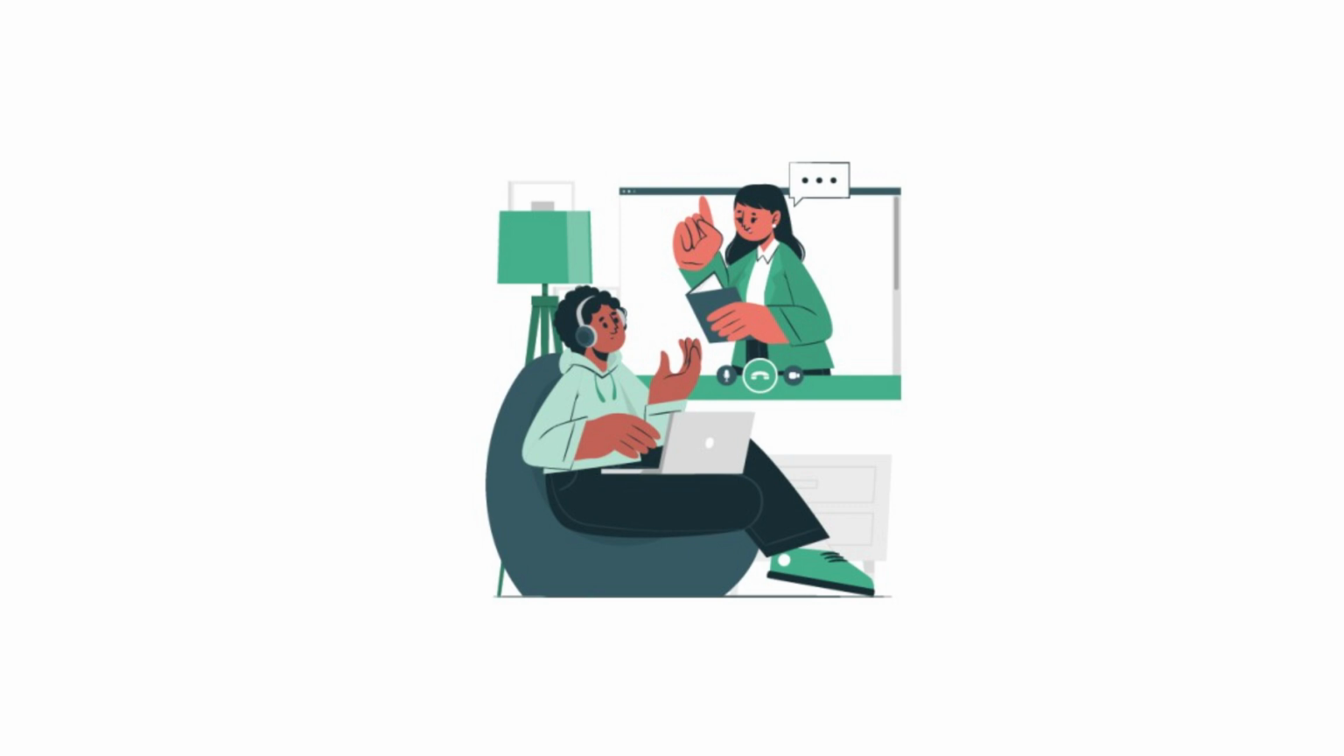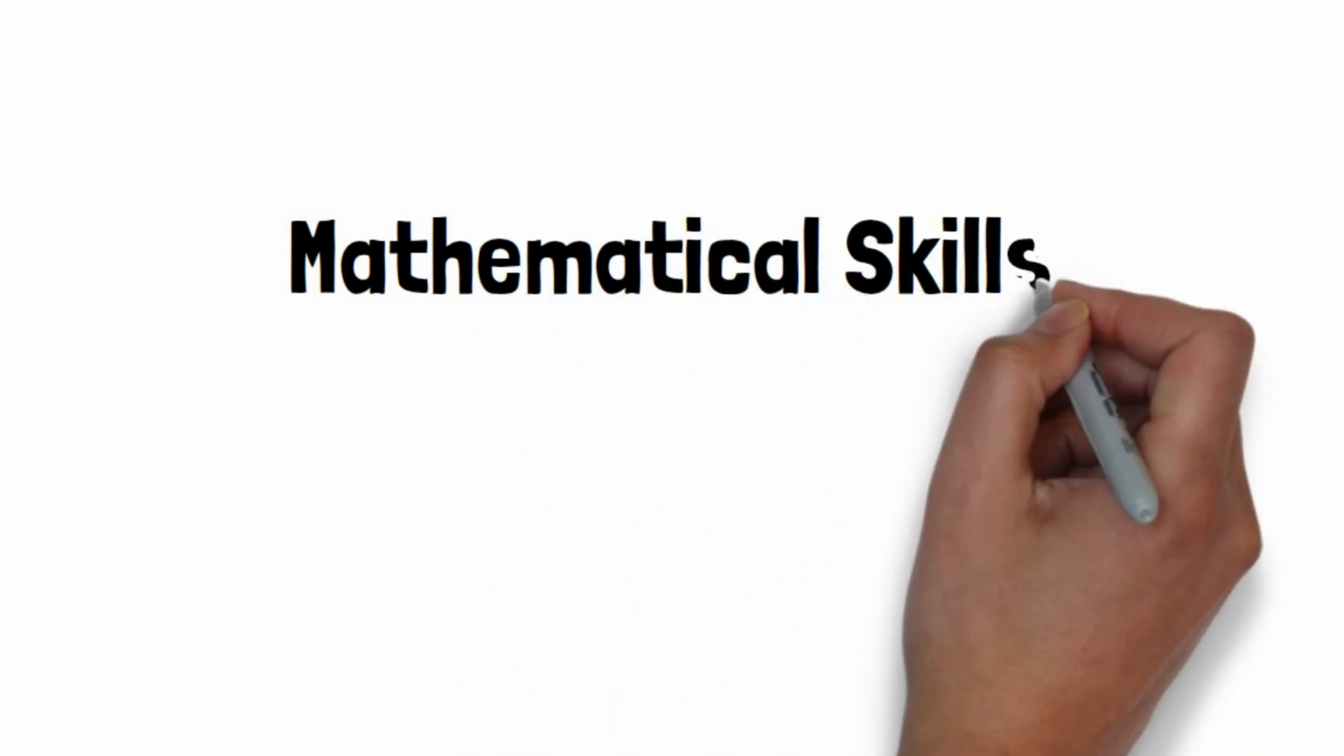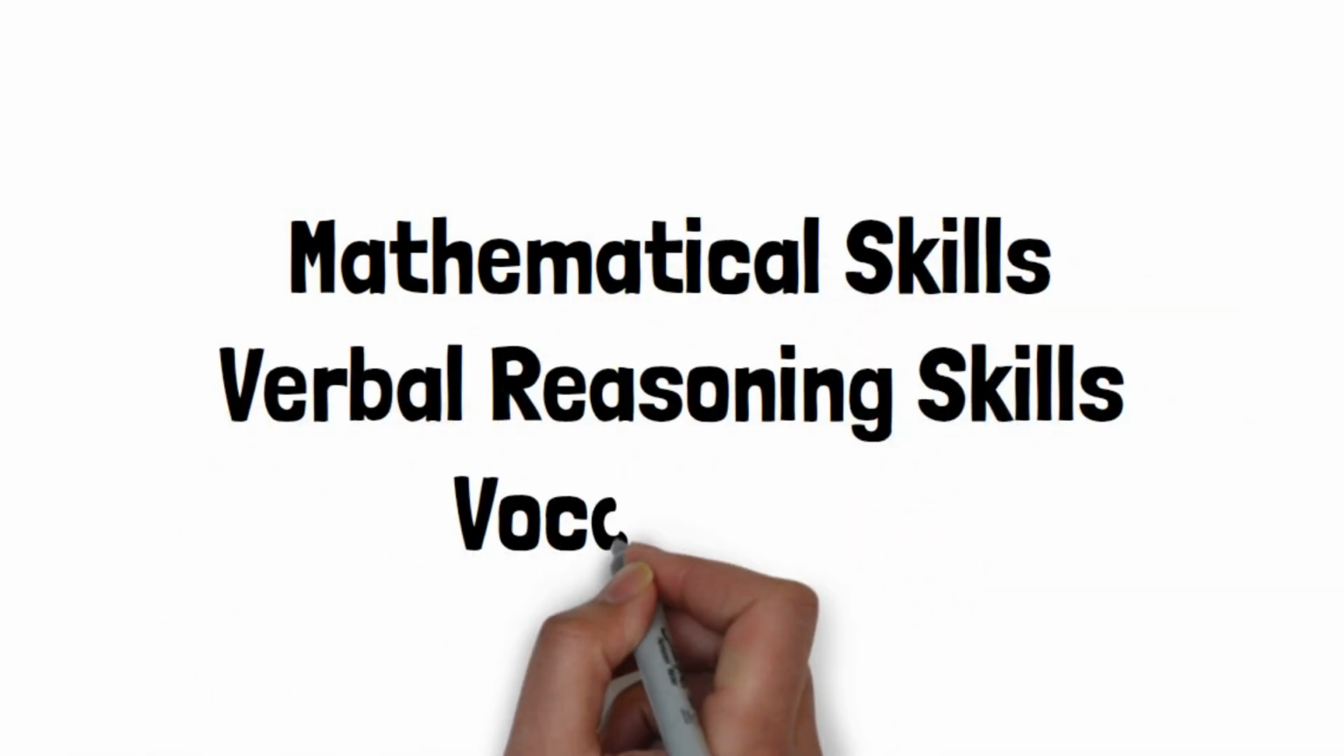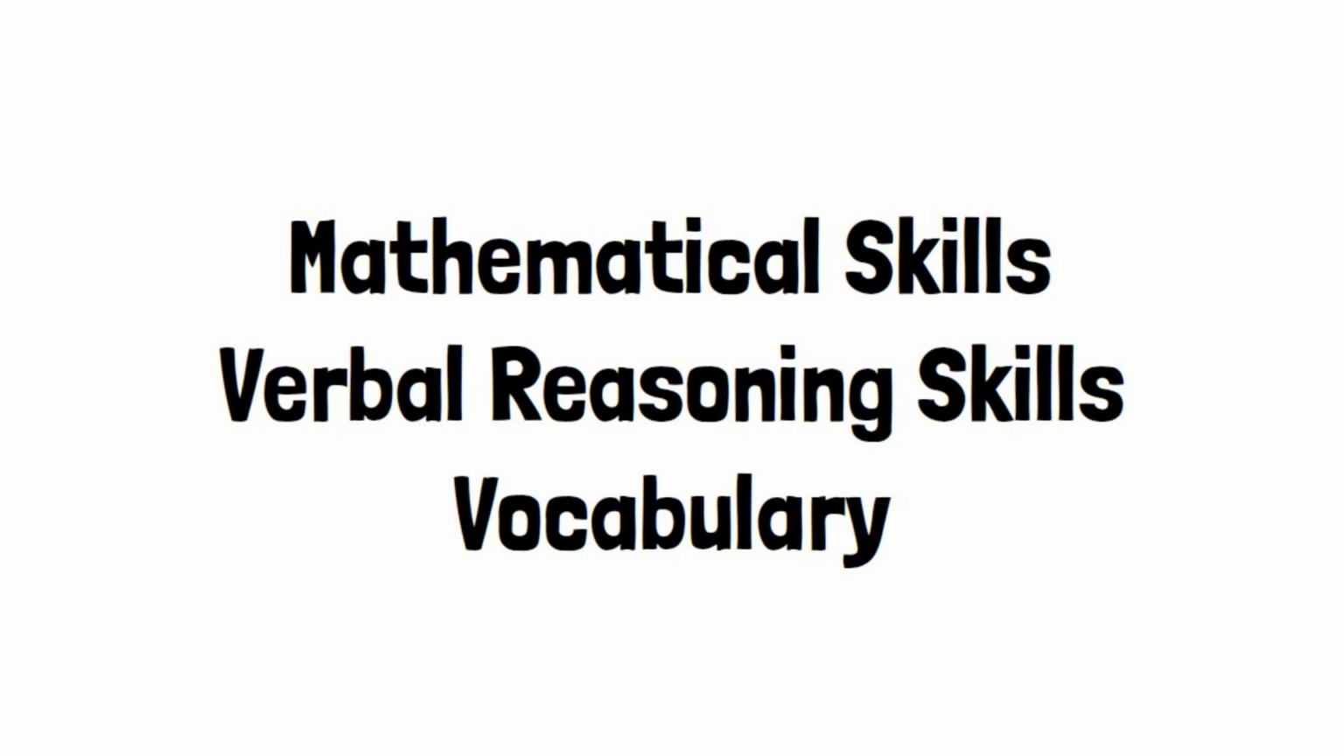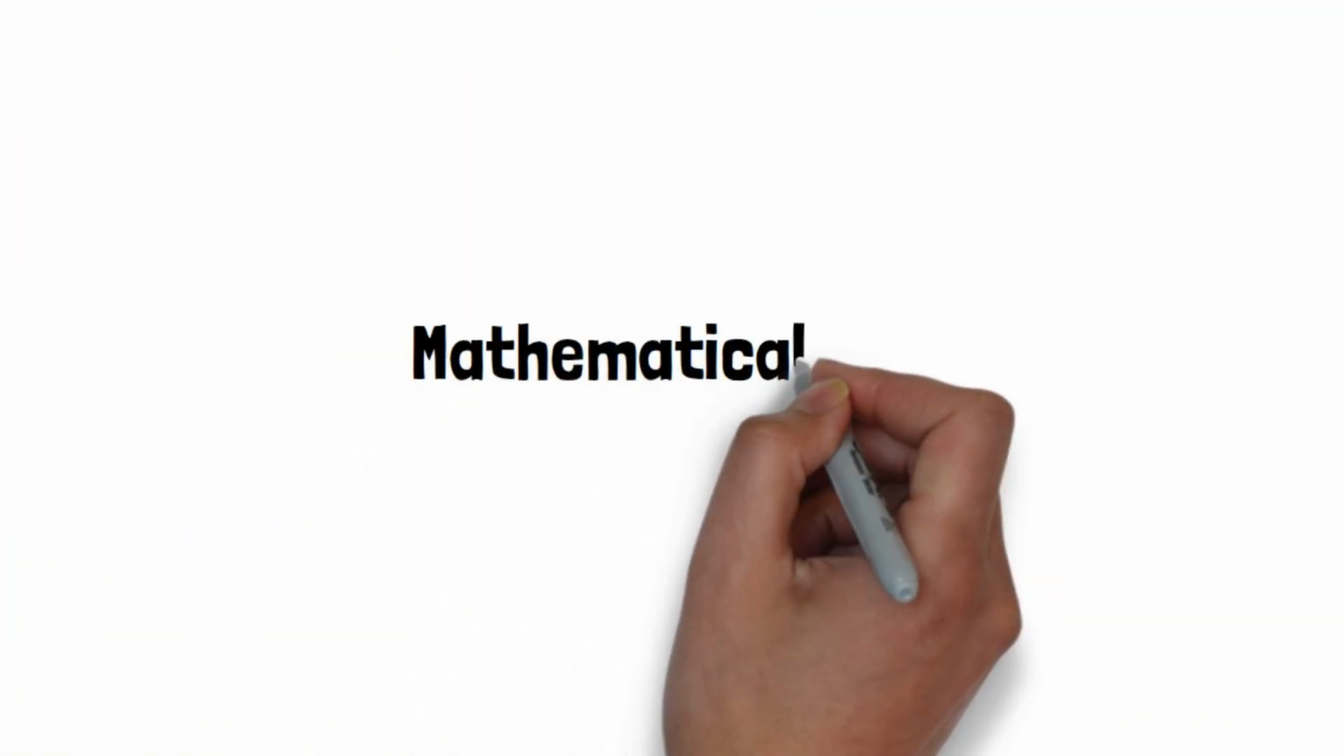The MMAT consists of 3 main types of questions: mathematical skills, verbal reasoning skills, and vocabulary. Let's break down each section and look at some sample questions. First, let's look at mathematical skills.